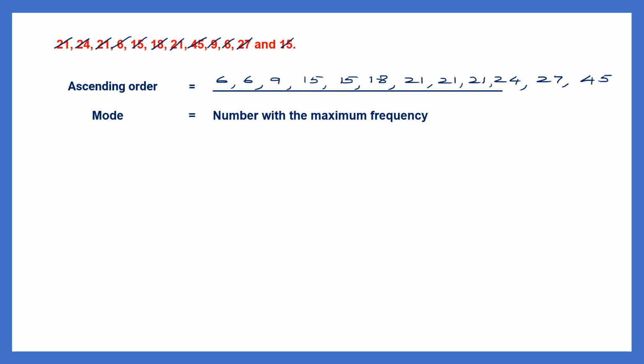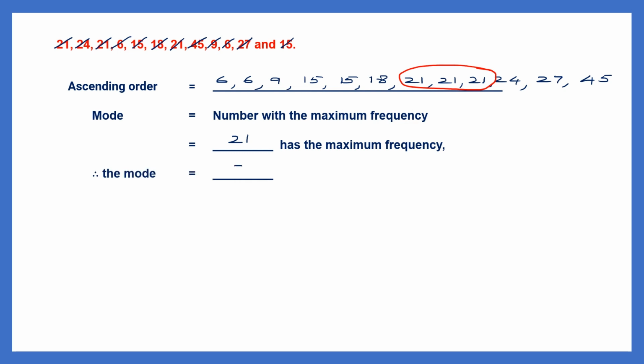So which is the number which occurs the maximum number of times? It's 21, isn't it? So that is the mode. So the number with the maximum frequency is 21. Therefore, the mode is 21. So this is our answer. The mode is 21.